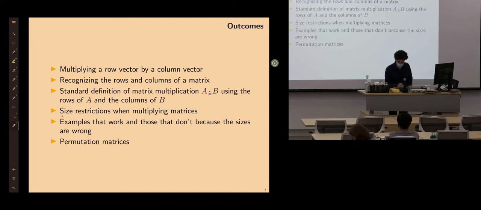So a very important factor in multiplying matrices is that we pay attention to what is the size of each matrix. By the end of this lecture, you will be conscious about that when you want to do matrix multiplication. And we will go through some examples, and at the end we talk about permutation matrices.